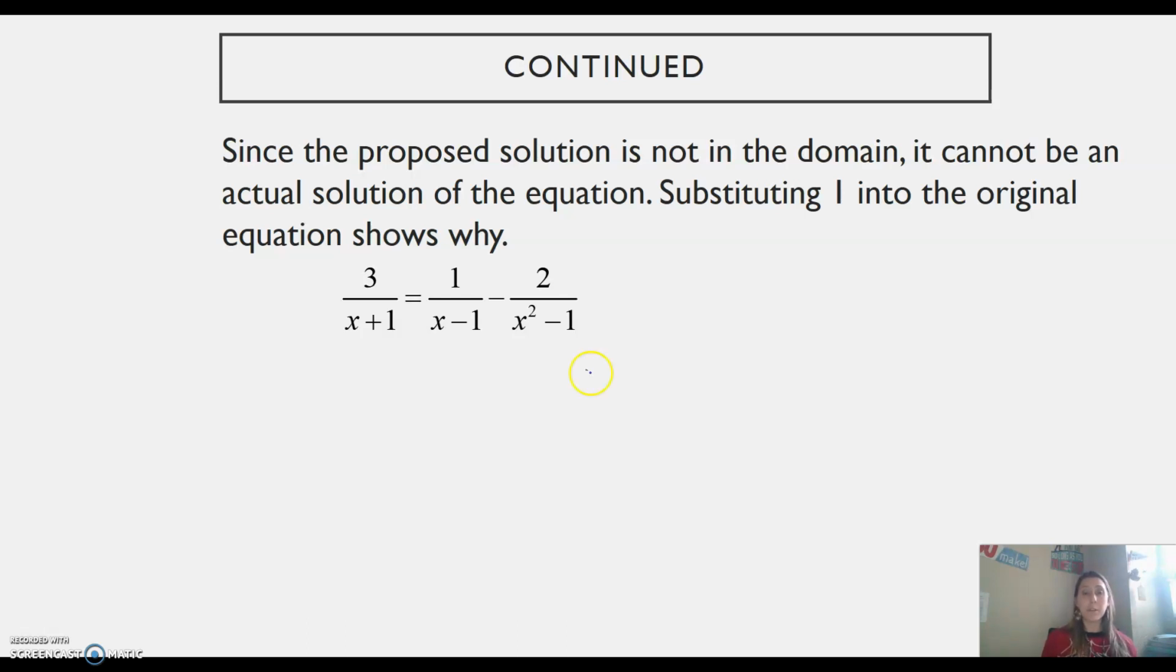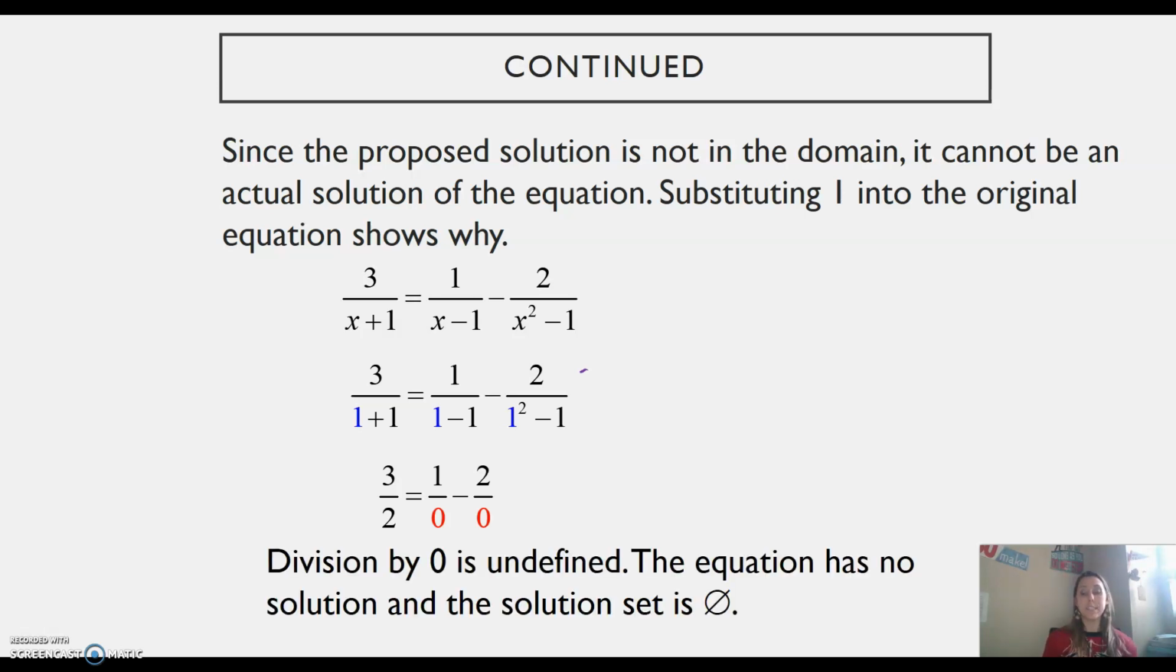So, I'm going to replace all of the x's with a 1. I end up with 1 plus 1, 1 minus 1. I end up with 3 over 2 equals 1 over 0 minus 2 over 0. We can never have 0 in the denominator. Friends, don't let friends divide by 0. Not okay. So, since division by 0 is undefined, the equation has no solution, so the solution set is the null set.